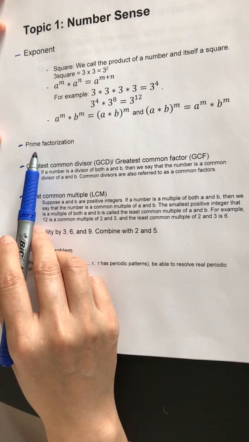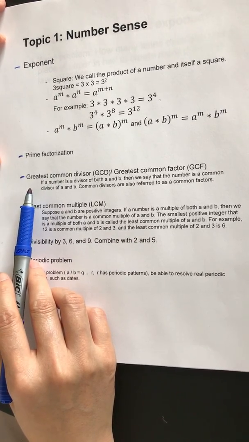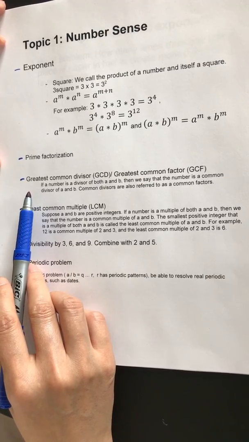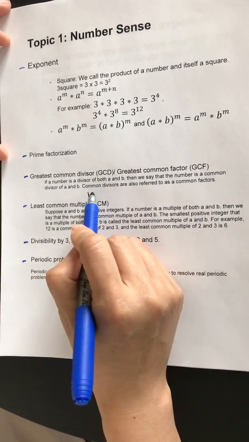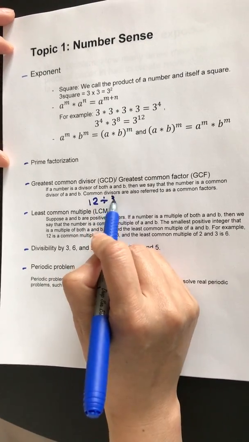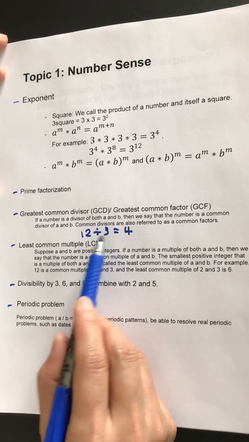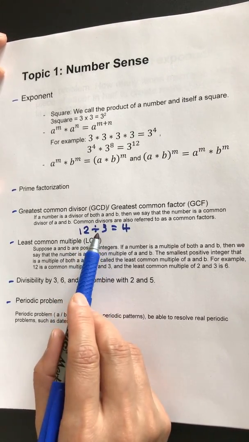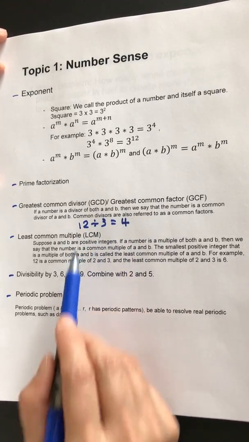Second, we'll talk about prime factorization. And third, we'll talk about the greatest common divisor or greatest common factor. For example, if you have 12 divided by 3 equals 4, we saw this before. 12 can be divided by 3. That means 3 is a divisor of 12, or 3 is a factor of 12.